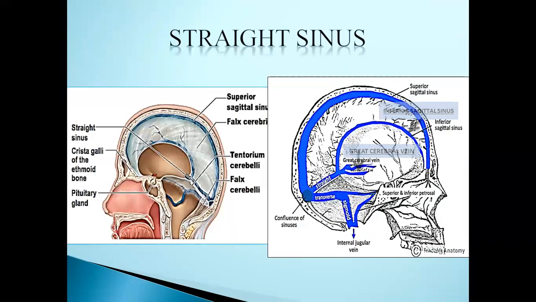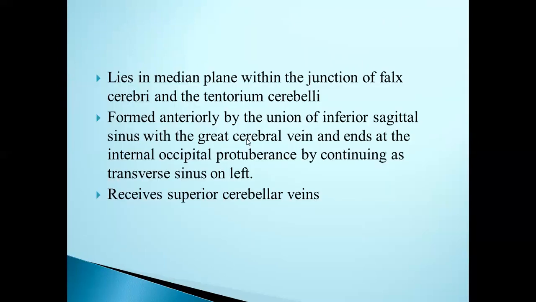So you can see here, this is the inferior sagittal sinus, and the great cerebral vein. Now this inferior sagittal sinus is in the lower margin of falx cerebri. The great cerebral vein and the inferior sagittal sinus join and they form a straight sinus. So within the falx cerebri and tentorium cerebelli, it is located. It ends at the internal occipital protuberance and continues as left transverse sinus.